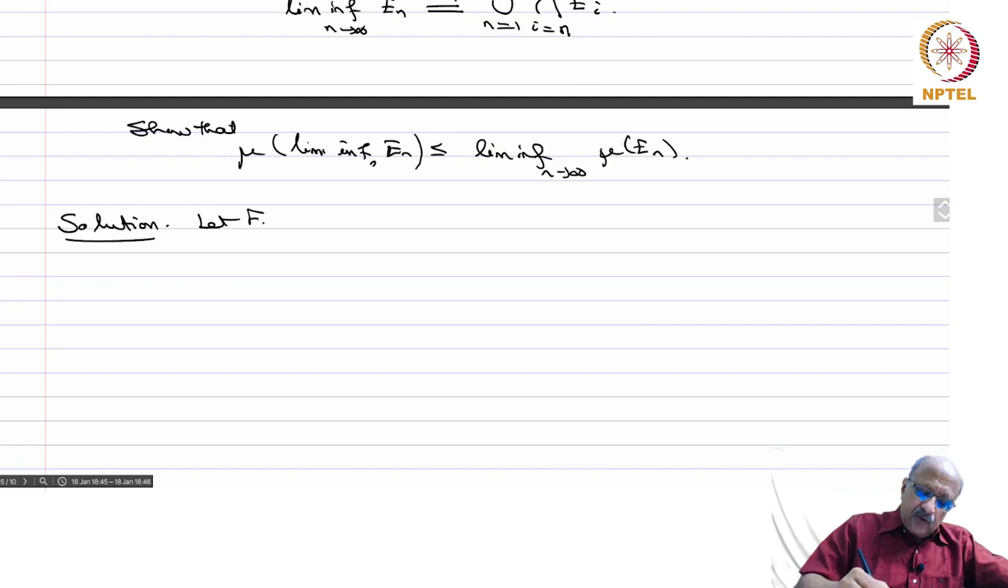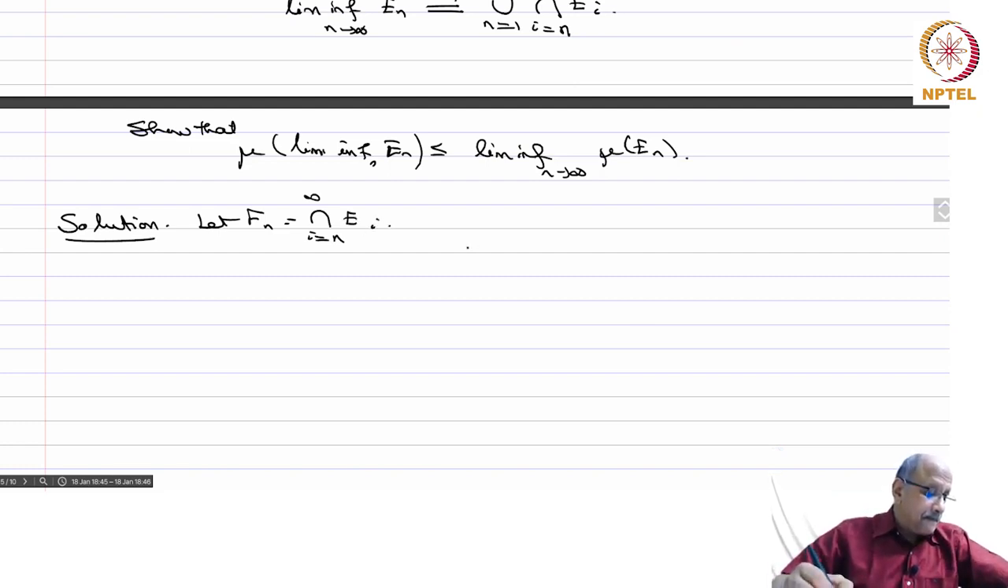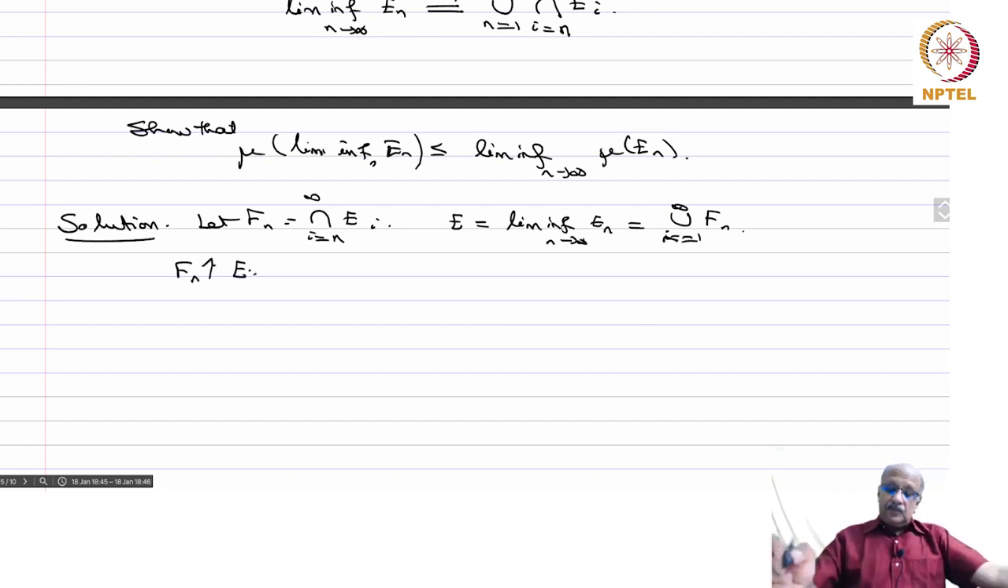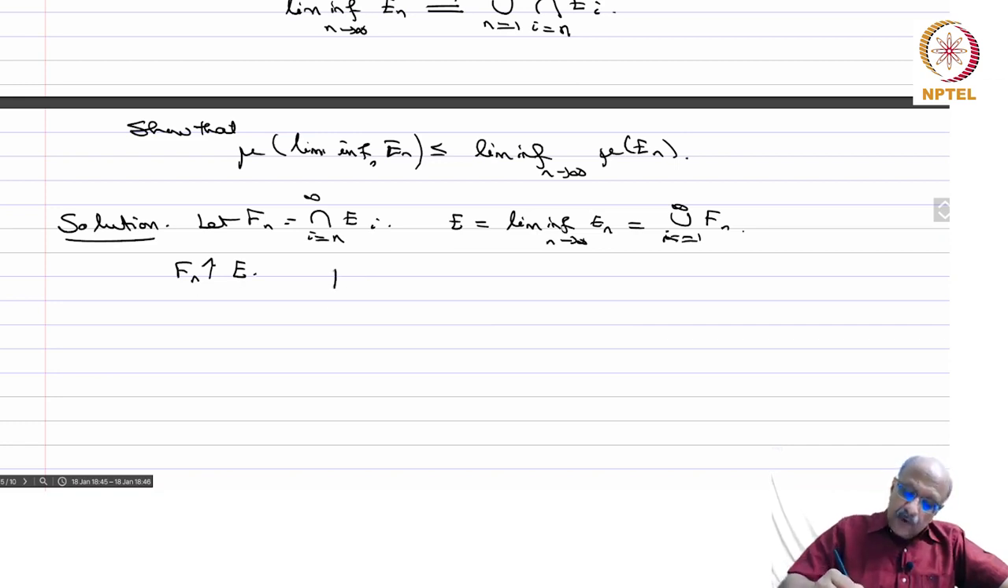So let Fn as usual be equal to intersection i equals n to infinity Ei. And let us take E equals lim inf n tending to infinity En, which is equal to union n equals 1 to infinity Fn. And then Fn, because you are taking intersection over smaller and smaller ranges of the values of i, so Fn increases to E. Therefore mu of E is the limit as n tends to infinity of mu of Fn.